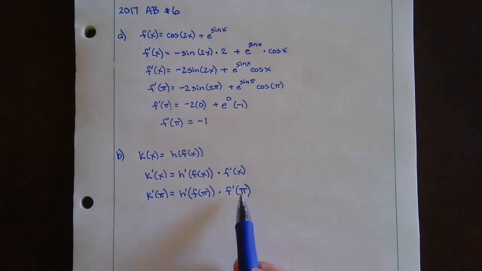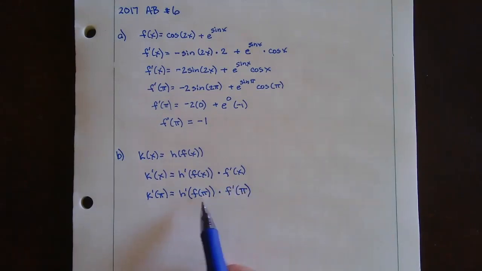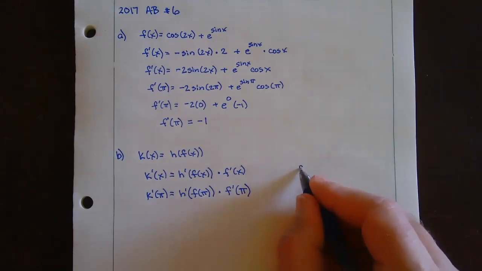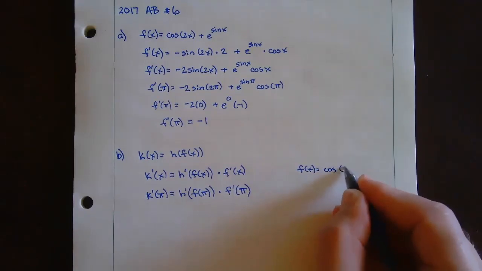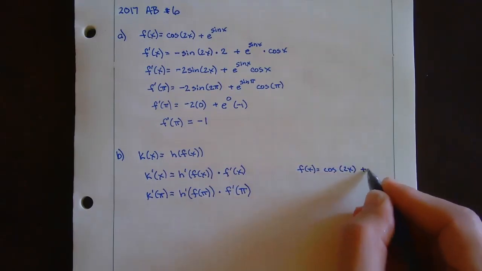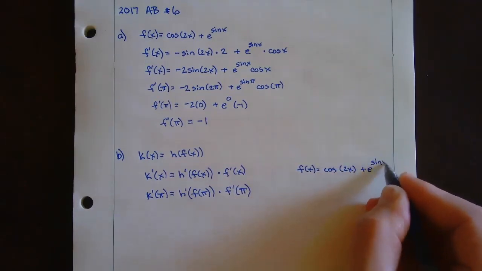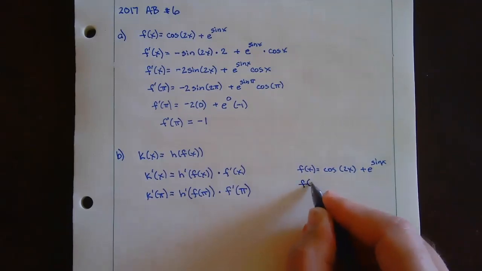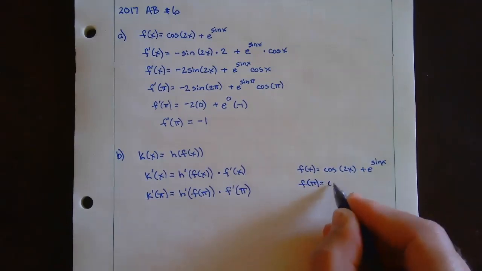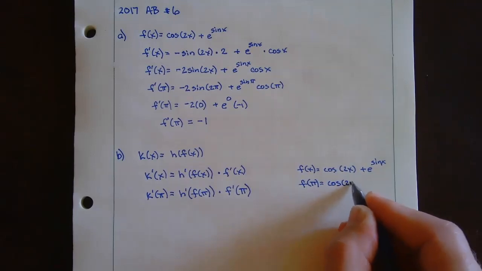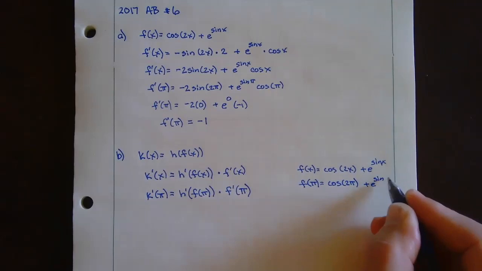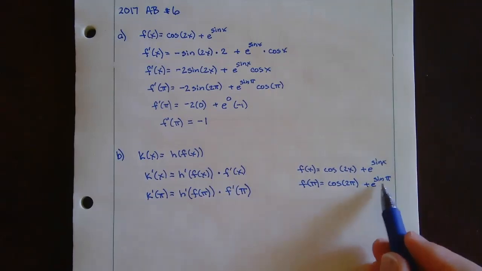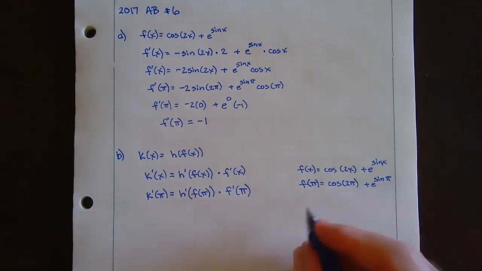Okay, now from the previous part, we know that this is going to be negative 1, right? But we don't have f of pi yet, right? So what is f of pi? So remember, f of x is equal to cosine of 2x plus e to the sine of x. So f of pi would equal cosine of 2 pi plus e to the sine of pi, and sine of pi would be 0, so this would be e to the 0.